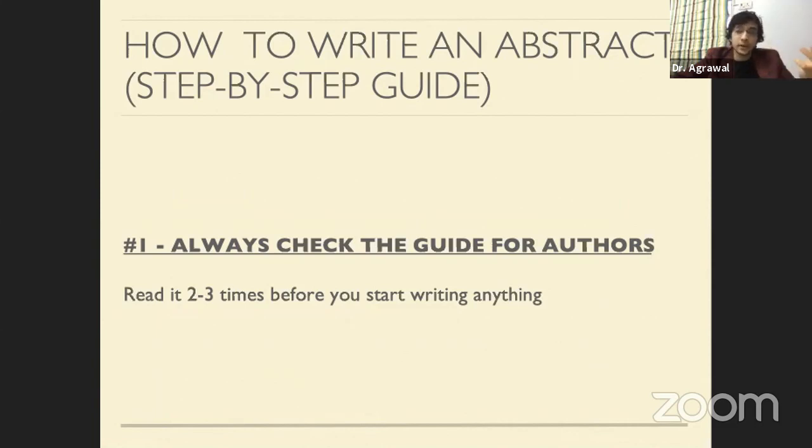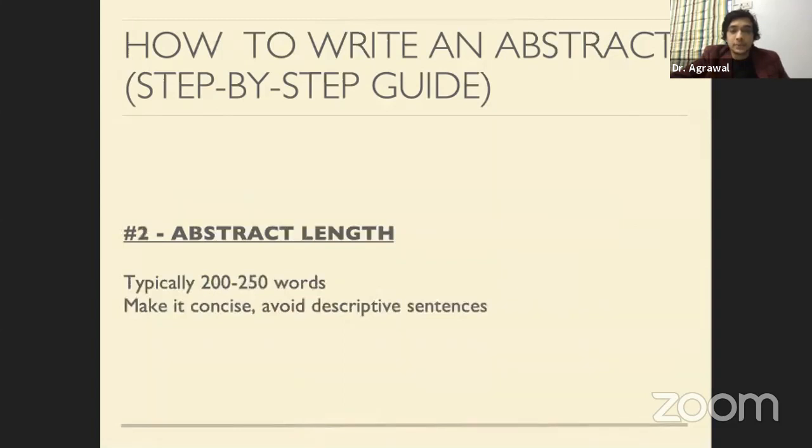Because if you send it to an editor and he rejects it just because of bad or no following of their guidelines, then it'll just be a pain to find another journal again, switch to their guide for authors, and then submit again. Then the abstract length is usually 200 to 250 words, so make it concise. Avoid any descriptive long sentences. I used to write sentences that were 17 or 18 words each, and now I've cut down to maybe 4 or 5 words each, because I've understood that short sentences are the key to a good abstract.